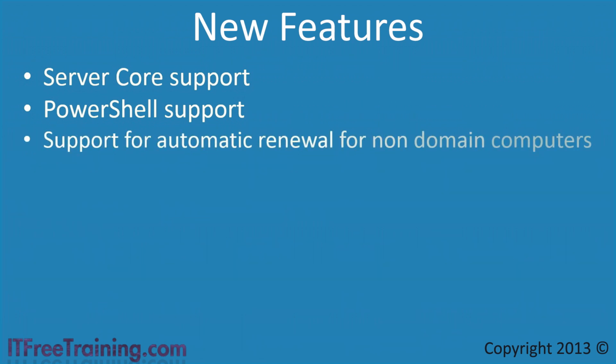The next feature is support for automatic renewal for non-domain computers. This includes computers that are in a work group or computers that are not part of the company's network. For example, if the computer belongs to a partner or customer that the company does not own or manage.